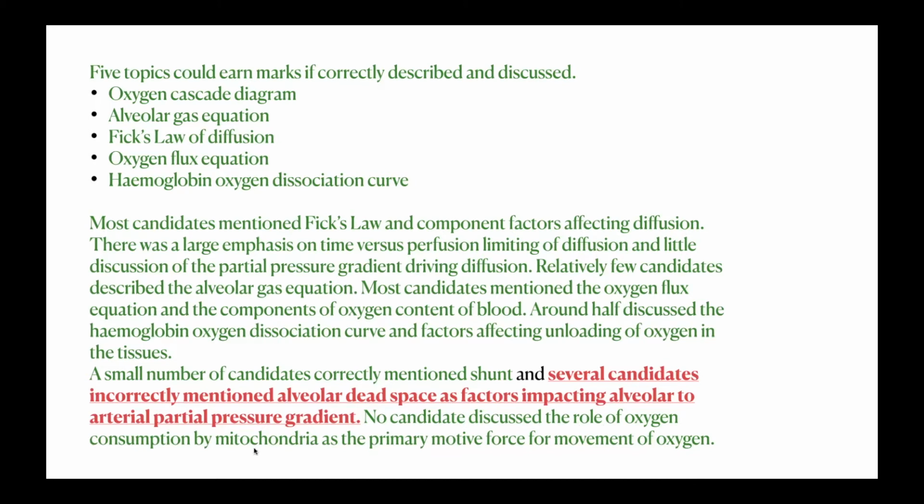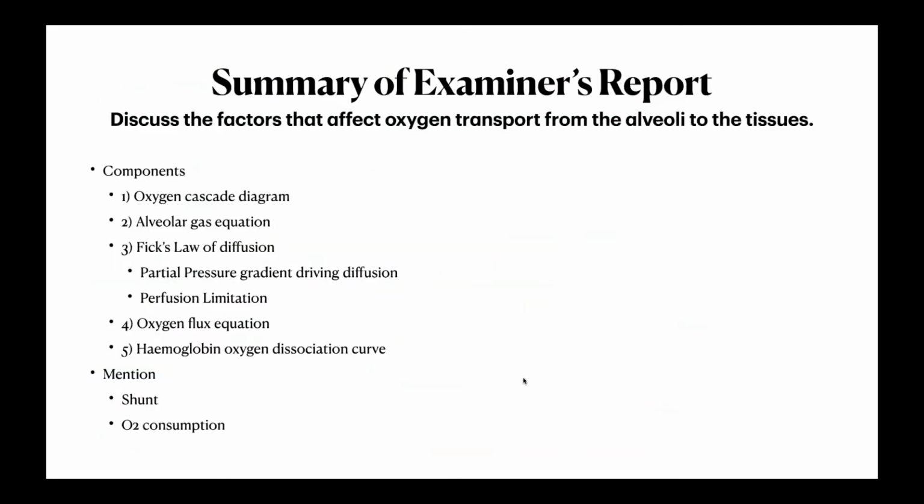No candidates discussed the role of oxygen consumption by mitochondria as the primary motive force for movement of oxygen. So a summary of the examiner's report, the components that we need to add to our answer is that we need to add the oxygen cascade diagram. We need to have the alveolar gas equation. We need to talk about the Fick's law of diffusion, not just for the alveolar capillary membrane, but also for when we talk about the arterial to capillary diffusion of oxygen in the tissues, okay? So we need to talk about the partial pressure gradient driving diffusion, as well as the concepts of perfusion limitation, and then the oxygen flux equation, and also mention the hemoglobin oxygen dissociation curve, whilst also in our answer, we need to add the concepts of shunt and oxygen consumption.